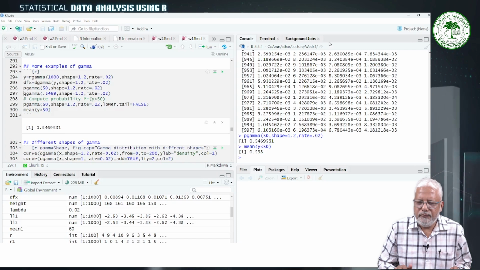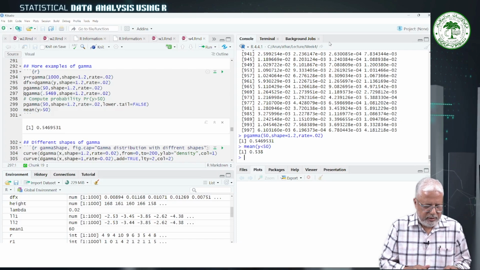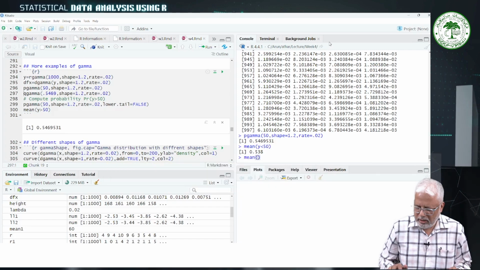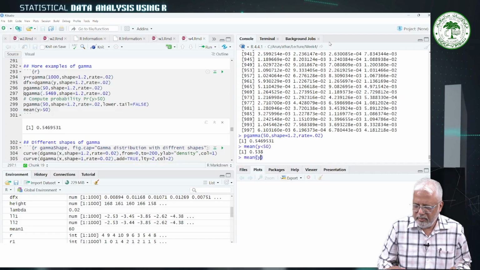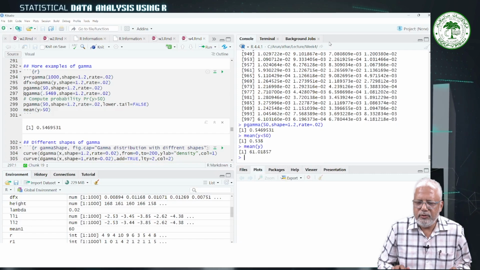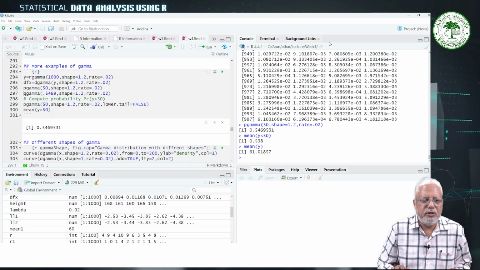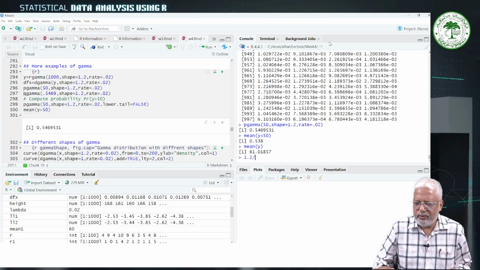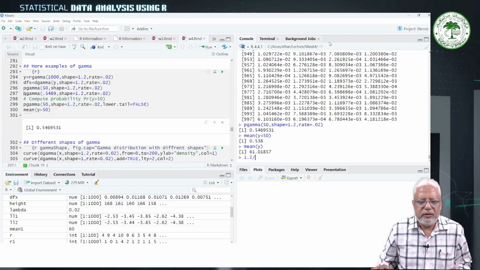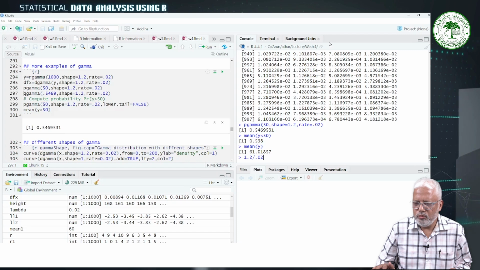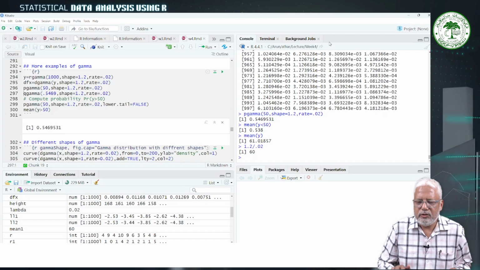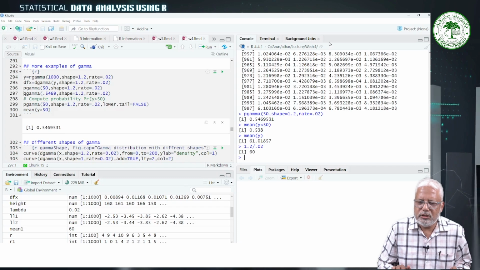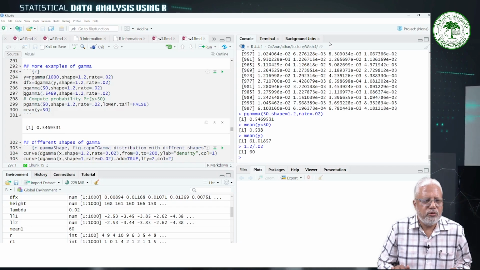Similarly, if we want mean of gamma, so 61.08 is on the basis of simulated values, whereas the exact value is 1.2 divided by 0.02. So, this is the exact value. Exact value is 60, whereas on the basis of simulated it is 61.08. So, they are in close agreement.